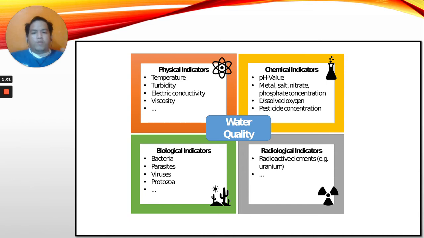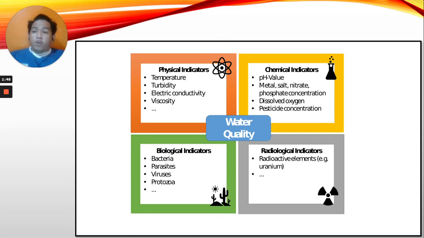So when dealing with water quality models, we are considering these indicators or parameters. First is the physical indicators. So the temperature, the turbidity of the water, electric conductivity, and viscosity, and so on. Next is the chemical indicators: the pH value, if it is acidic or basic, metal, salt, nitrate, phosphate concentration, dissolved oxygen, pesticide concentration, and many more.